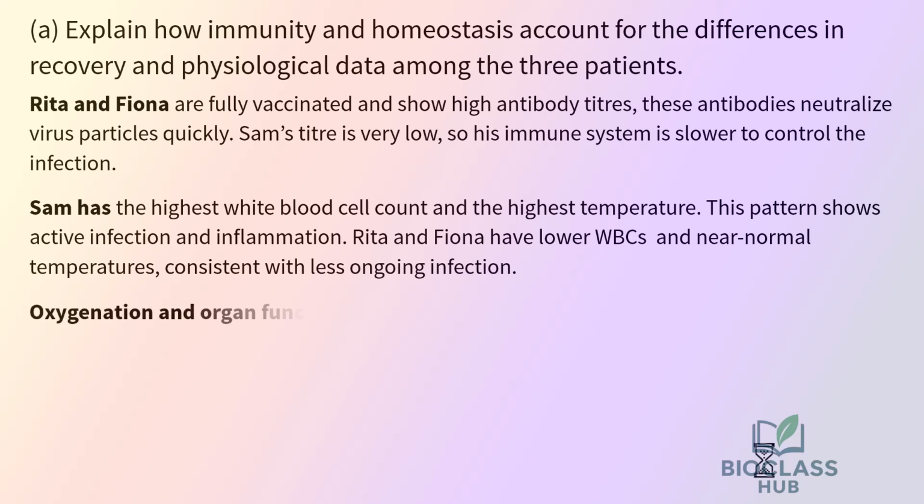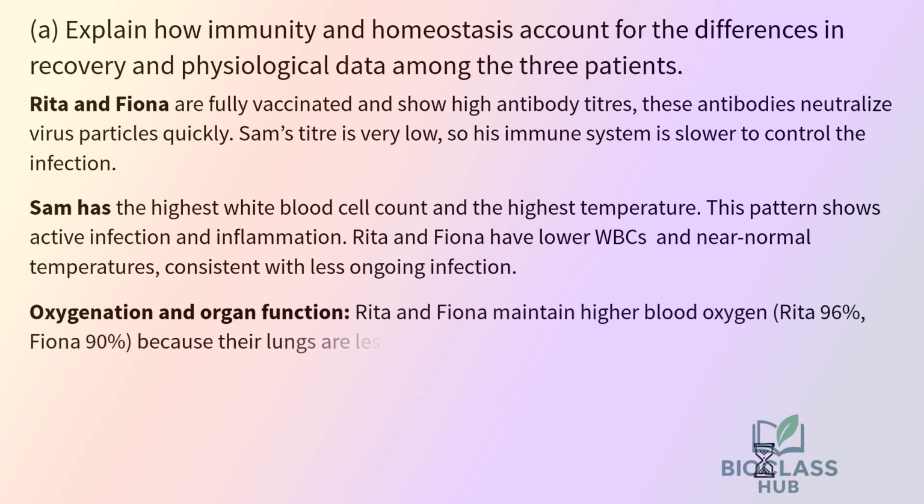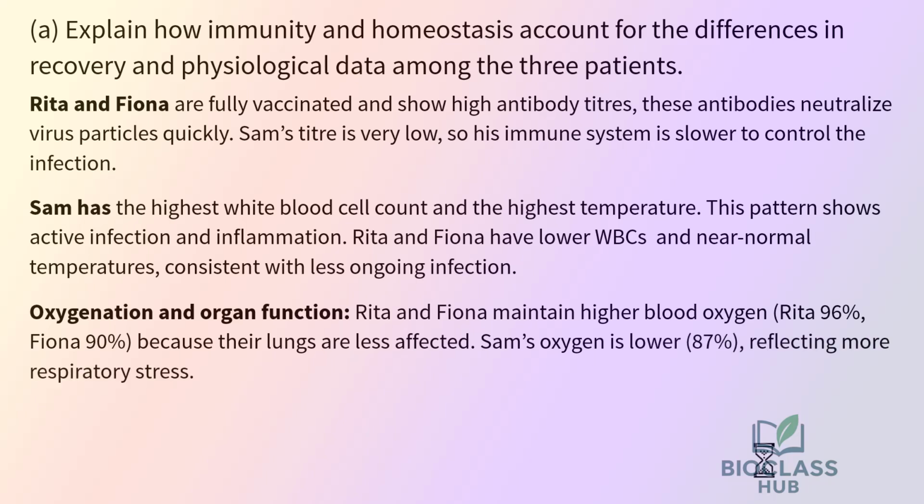Oxygenation and organ function. Rita and Fiona maintain higher blood oxygen because their lungs are less affected. Sam's oxygen is lower, reflecting more respiratory stress.